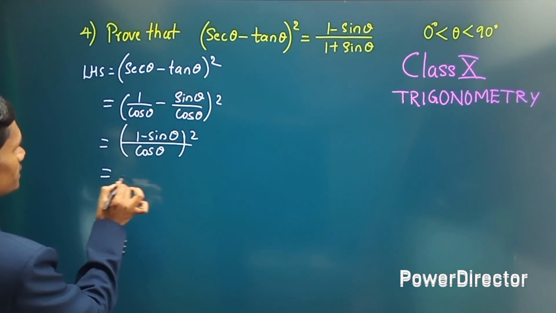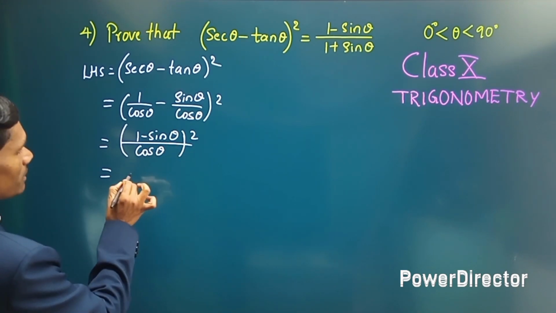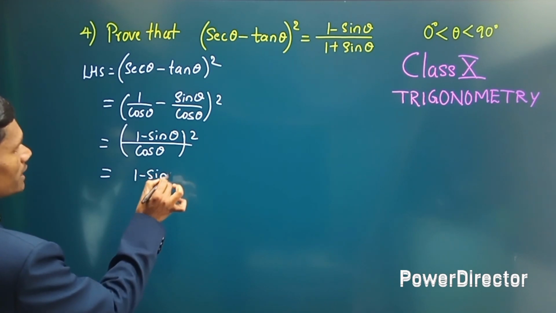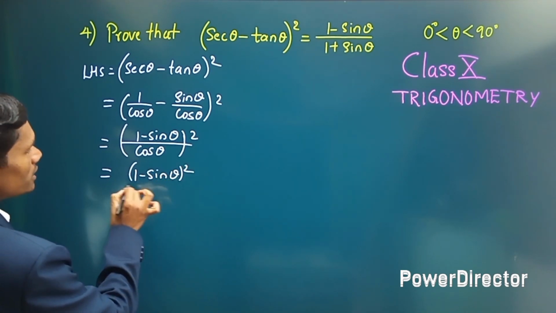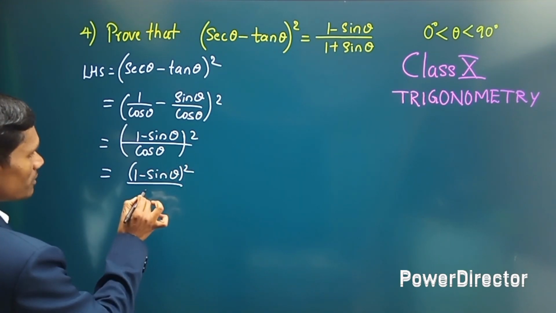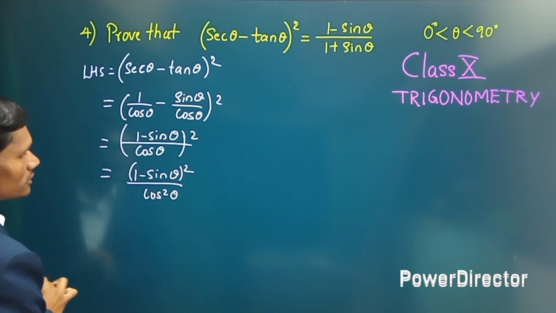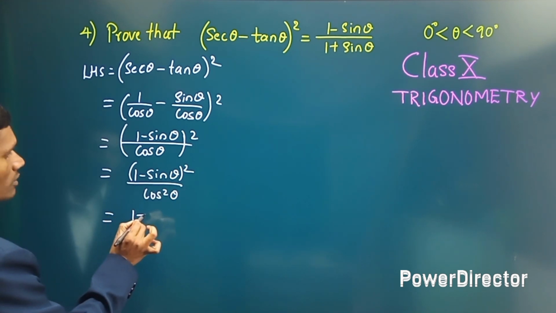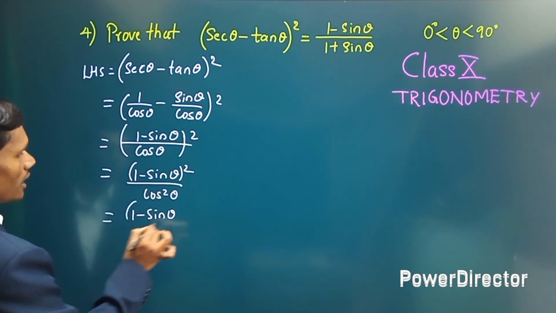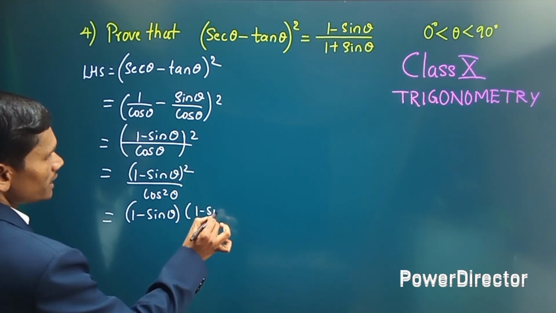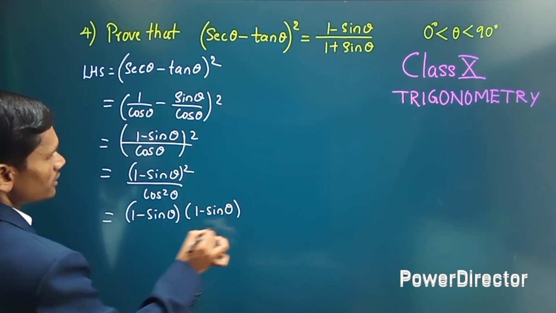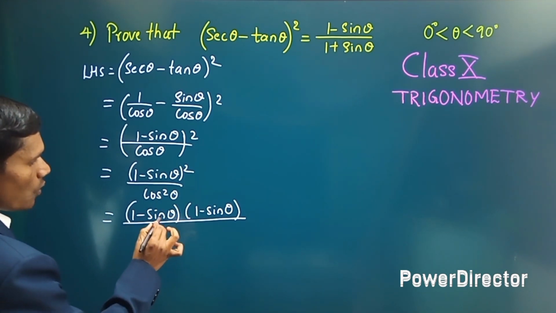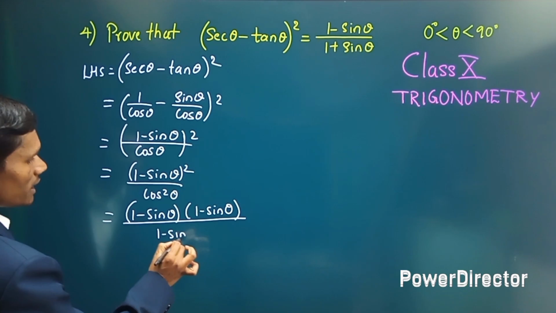Now if you go ahead with this, here (1 minus sin theta) bracket square, how do you write this? This becomes (1 minus sin theta) bracket square divided by (cos theta) bracket square, which means cos square theta, right? Next you can write this as (1 minus sin theta) into (1 minus sin theta), divided by cos square theta, which can be written as 1 minus sin square theta. Can you write?